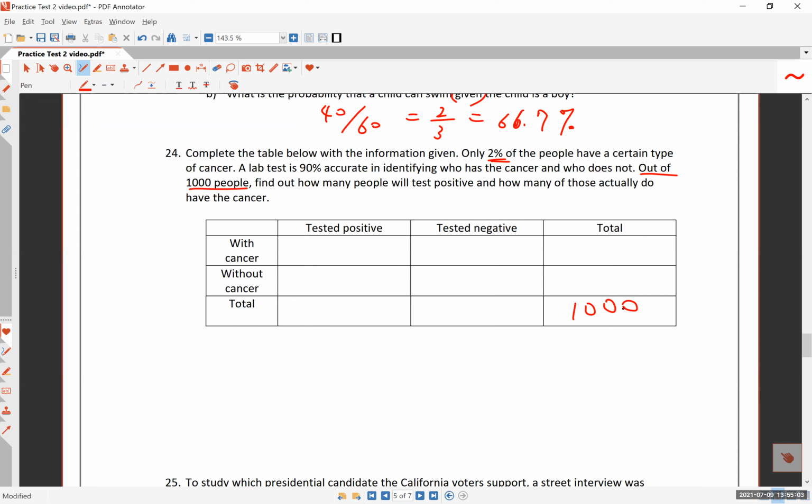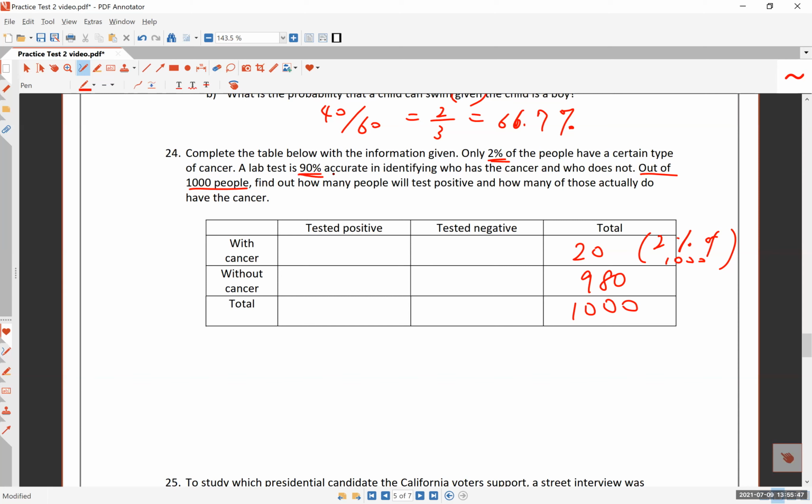Only 2% of these 1,000 people will have this particular type of cancer. 2% of 1,000 is 20, and that means you have 980, the rest of the people. In other words, 98% of 1,000 people would be 980 without that particular cancer.